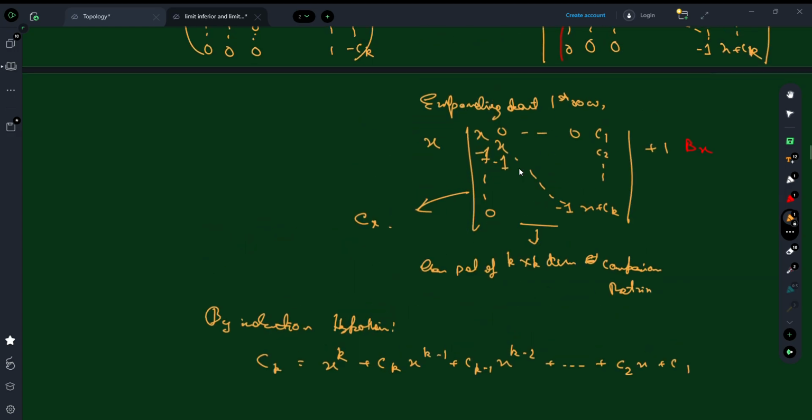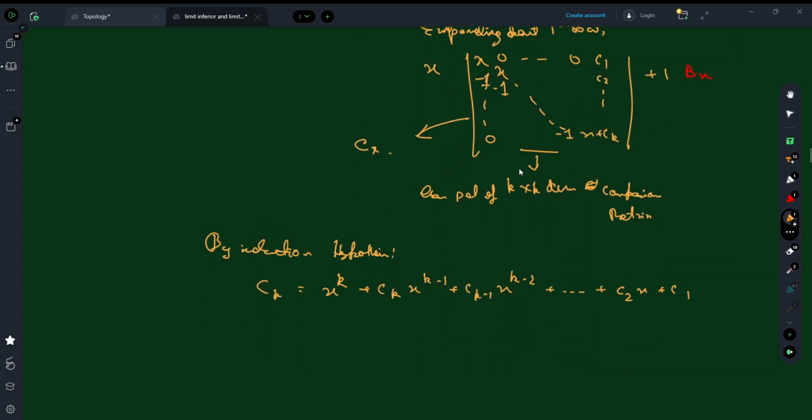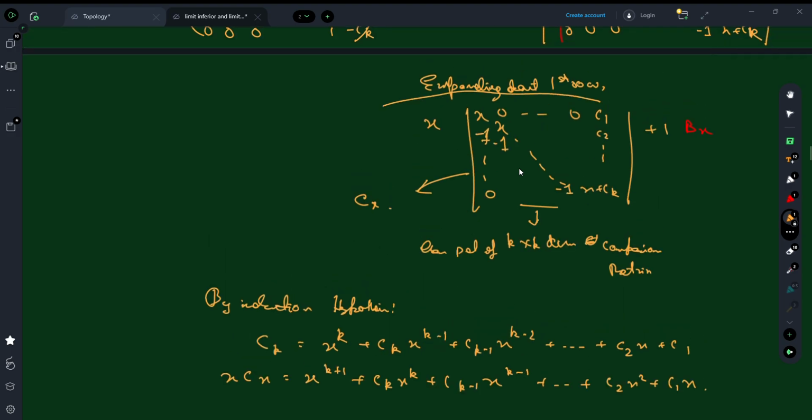Then what is x times Cx? Therefore, x times Cx is basically x to the power k plus 1 plus ck x to the power k plus ck minus 1 x to the power k minus 1, and so on till c2x square plus c1x. So this part of the determinant is done.